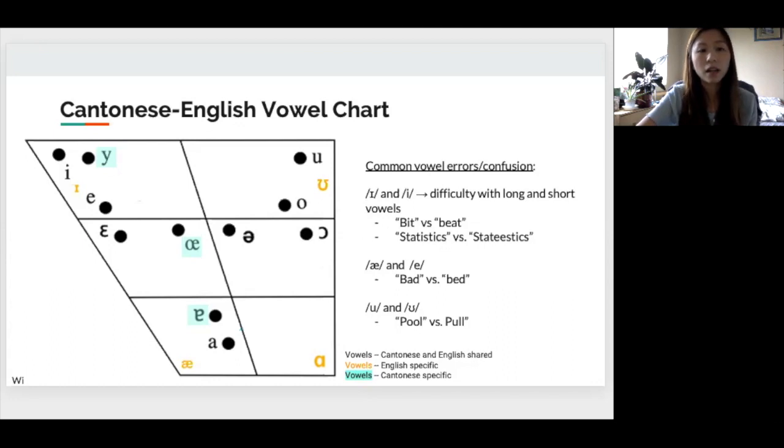Other than that, a sound in here is also unique to English. So some vowel confusion might be bad, might sound like bed, dad might sound like dead. When you're working with Cantonese English bilingual children and have observed these vowels distortion, I would try to increase their awareness in these English unique vowels, but I would not make it an official goal since it is a language difference.